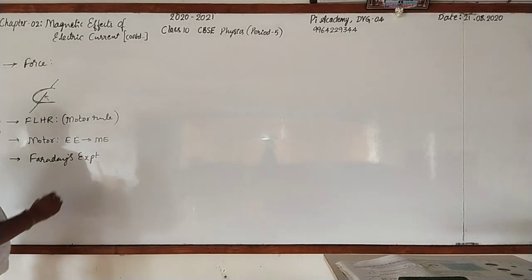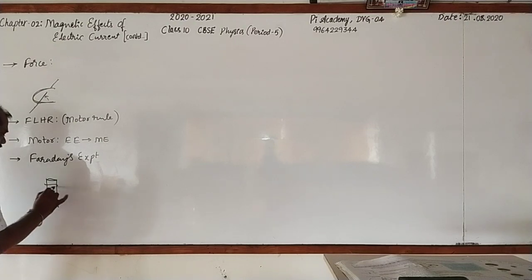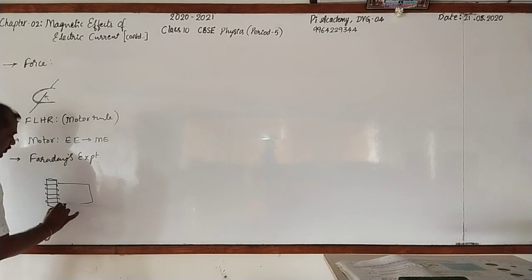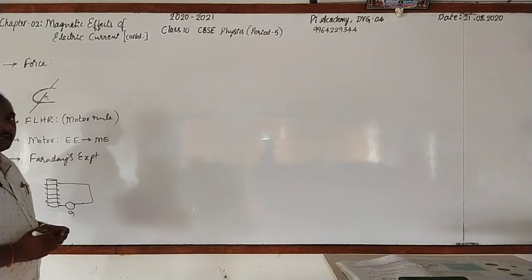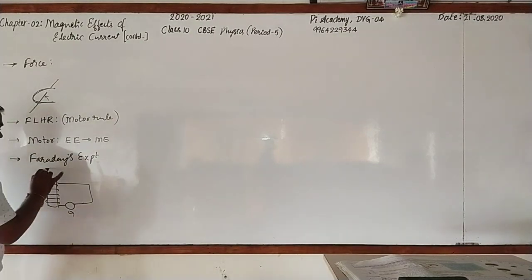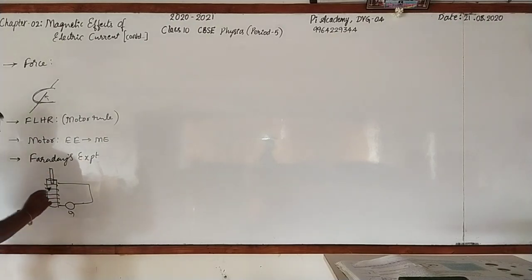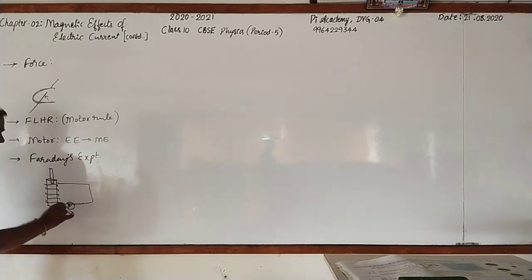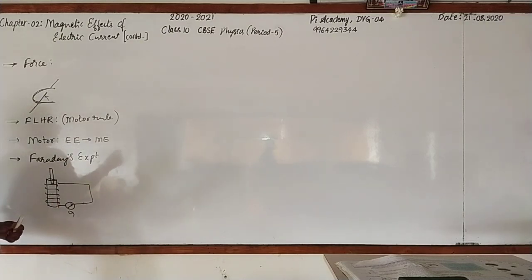In that, he took a cylindrical cardboard and wound it with a long copper wire. Then the free ends were connected to the terminals of a galvanometer to check whether current is induced or not. Then he inserted the north pole of a bar magnet into the coil. Immediately he noticed that the needle in the galvanometer deflected towards one side. That means current is produced in the coil.